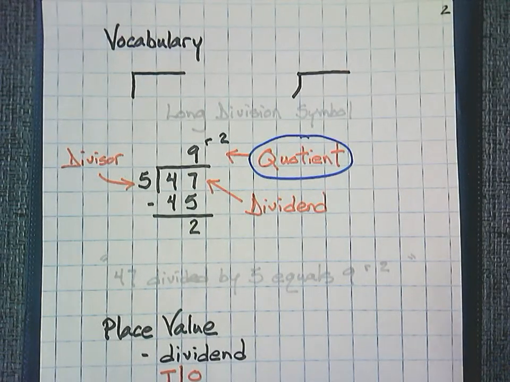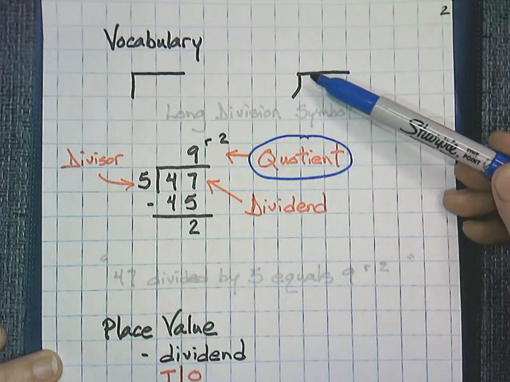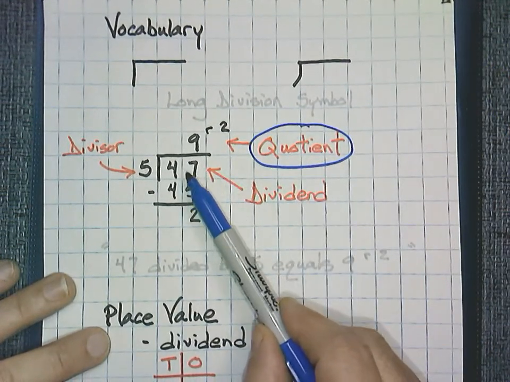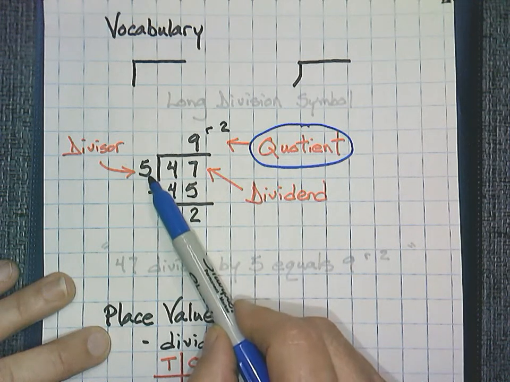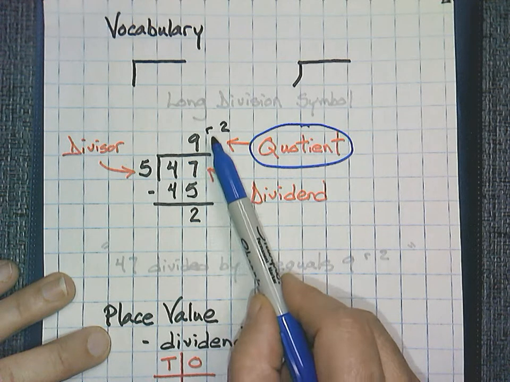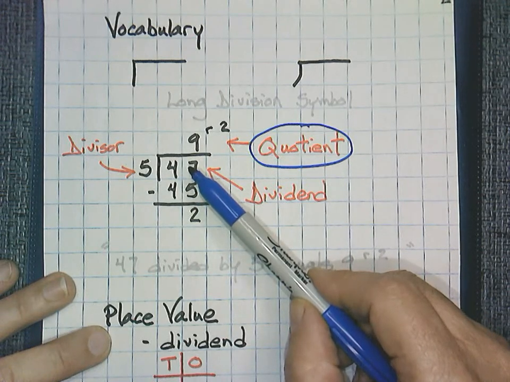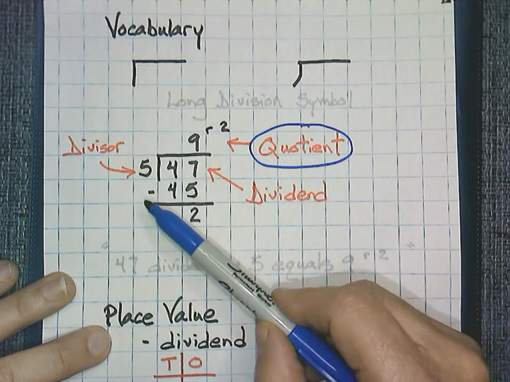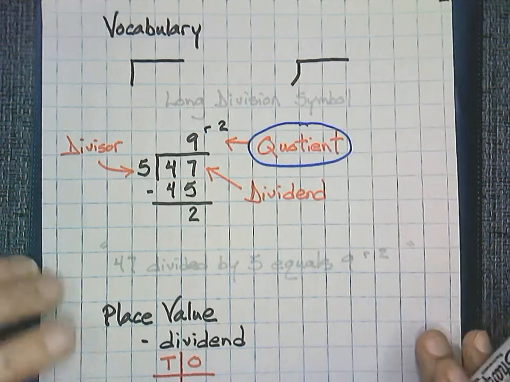Just reviewing our vocabulary, this is called a long division symbol, and it could also sometimes have a curve like that. Our terms: the number that we begin to divide, the large number, is called the dividend. The number of equal groups is the divisor. Our answer, in this case 9 with a remainder of 2, is referred to as the quotient. And we would read this starting with the dividend and going in a clockwise motion. 47 divided by 5 is equal to 9 with a remainder of 2.